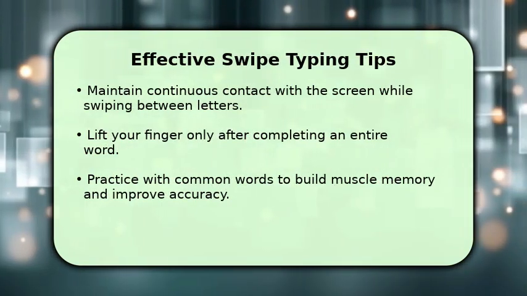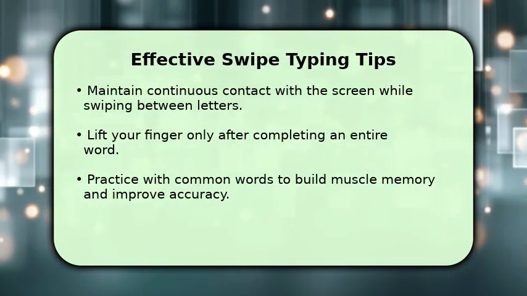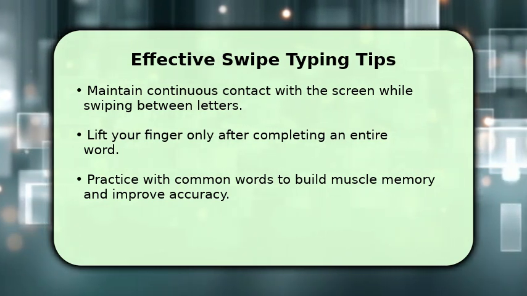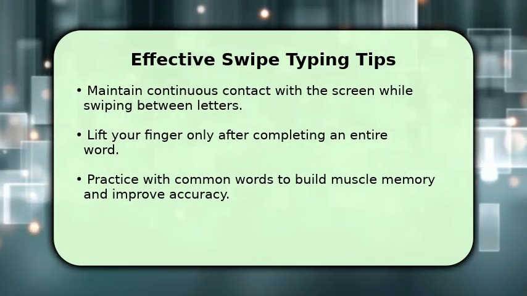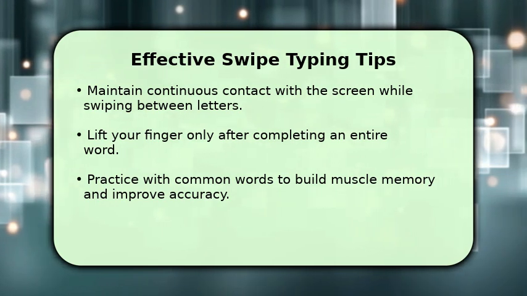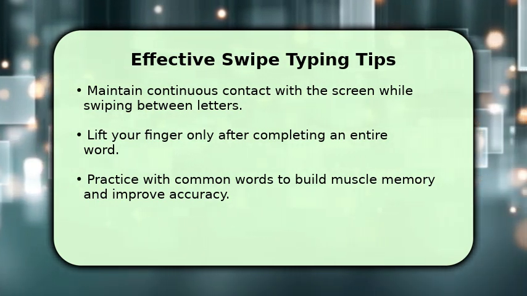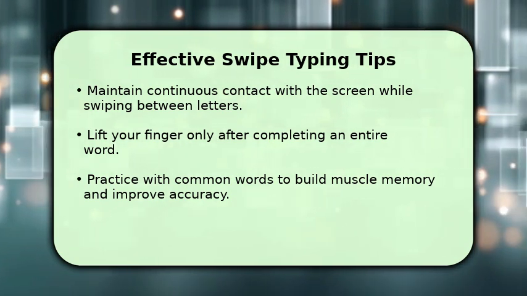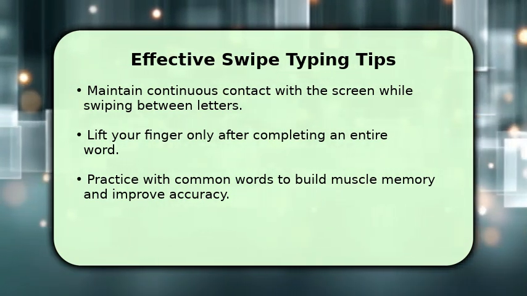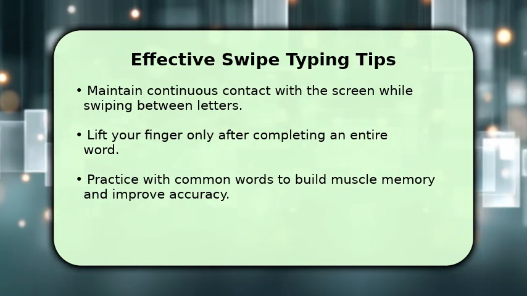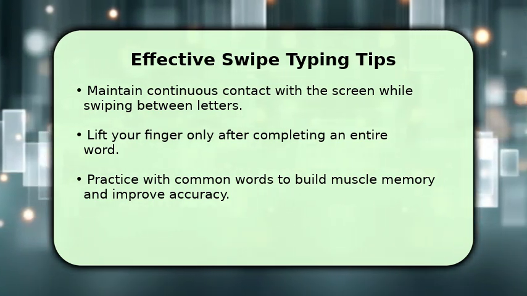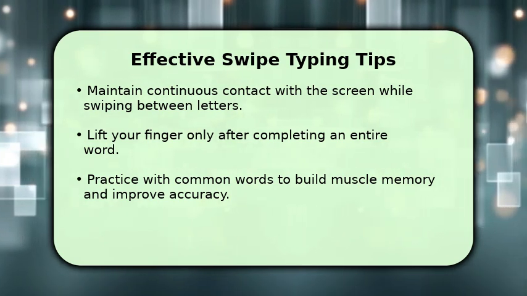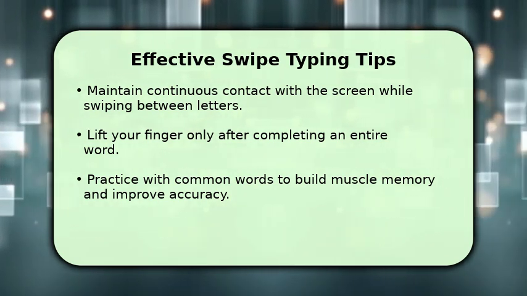Mastering swipe typing is all about smooth, continuous motion. Keep your finger on the screen as you glide from one letter to the next, only lifting it once you've finished an entire word. Don't worry about being perfectly precise. The keyboard's prediction engine is quite smart. Start by practicing with everyday words, and you'll notice a significant improvement in your speed and accuracy within just a few days. Consistency is key to becoming a proficient swipe typist.